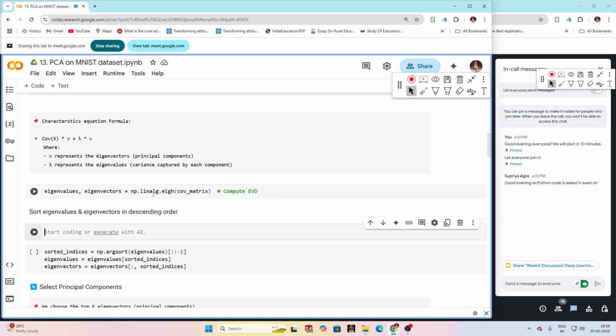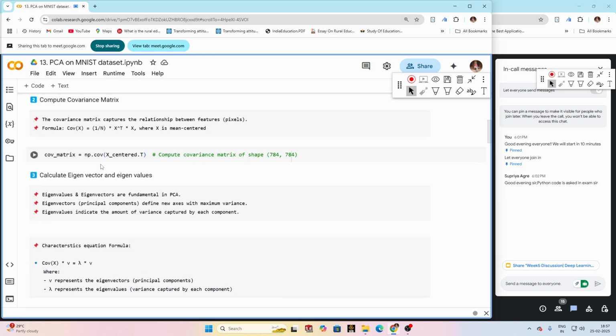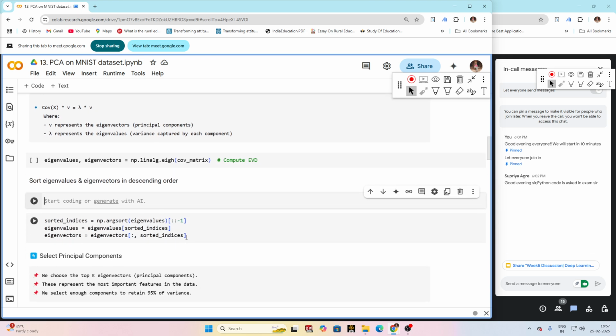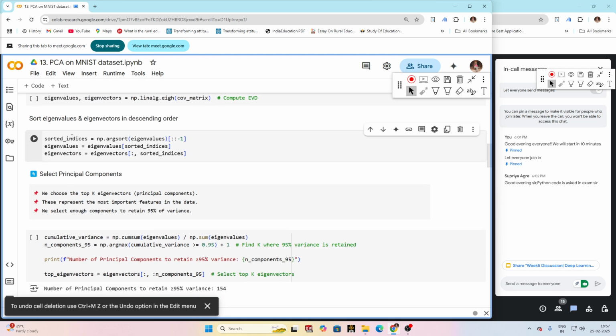This can be done by a single line of code, that is np.linalg.eigh of the covariance matrix. Just put the covariance matrix as the argument and you will get the eigenvalues and eigenvectors. Now we have to sort the eigenvalues and eigenvectors according to the indices.